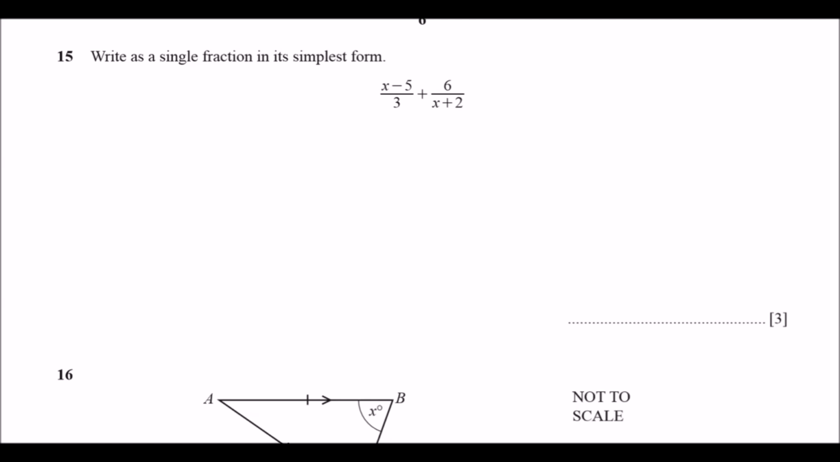Okay, number 15. Write as a single fraction in the simplest form. Now notice here how we're adding fractions. When we add fractions, all we care about is having common denominators. So looking on the left hand side, we know that it's missing an x plus 2, so that's what we're going to multiply up and down by. And on the right side is missing a 3, so that's what we multiply up and down by.